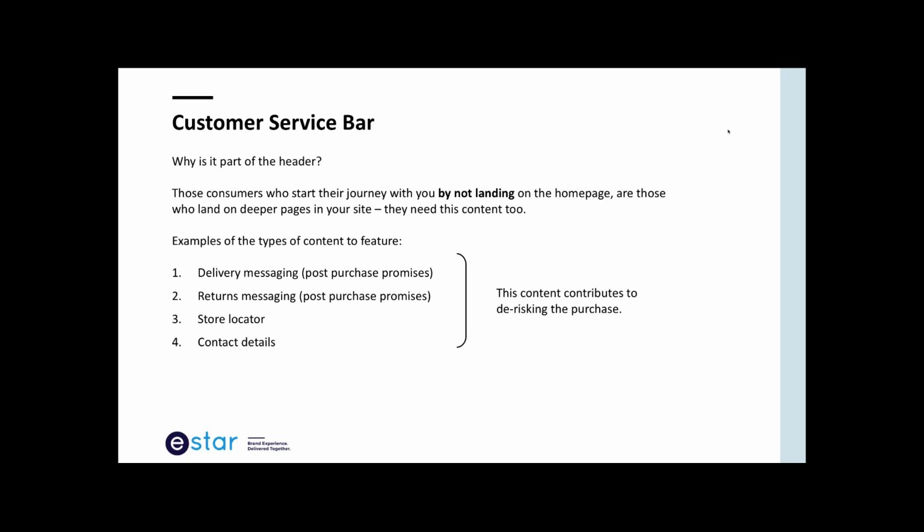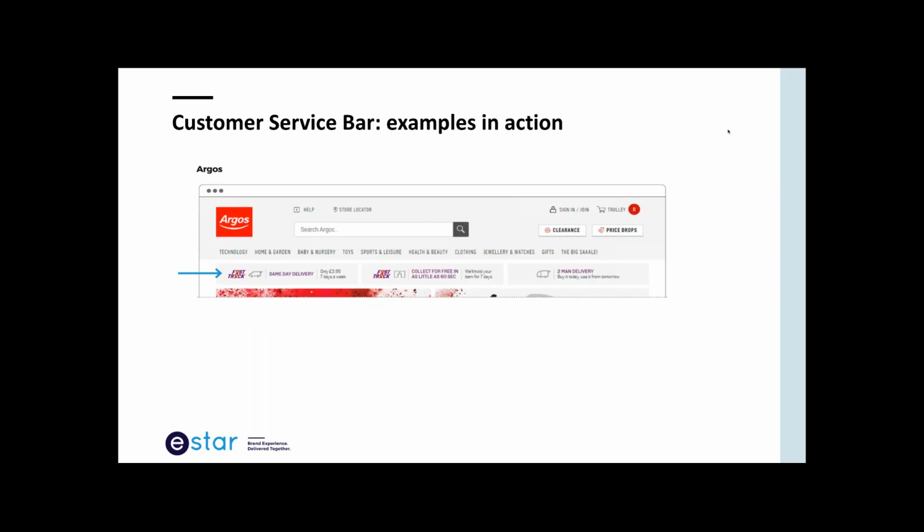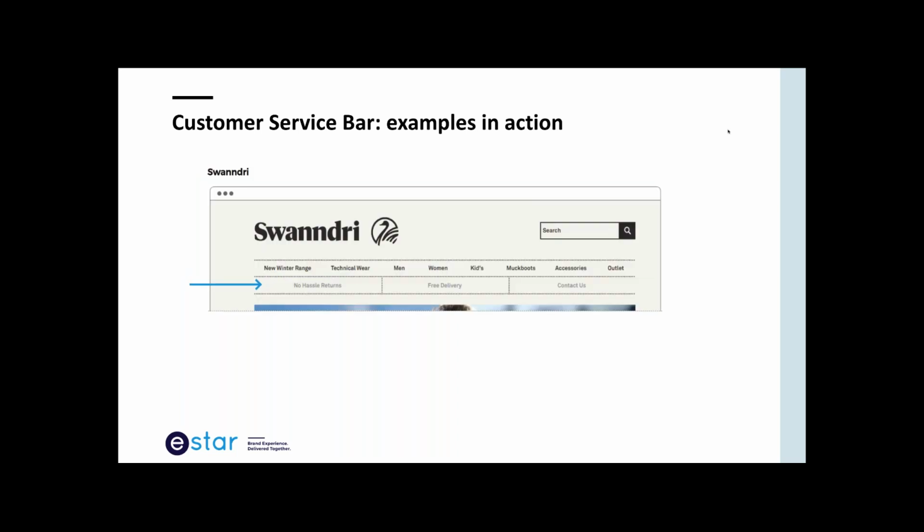Examples in action. Argos in the UK, great example. You can see that delivery is a real pain point for them, so they're making that pretty clear here. More locally, Swan Dry, a very successful retailer in New Zealand and parts of Australia. But look, I think this example is a really good example in that you don't need to make the customer service bar pop. It doesn't need to be blinking, dazzling, or anything. This is a great example of content. It's there, it's not visually strong, but because we know through our rules of engagement that we have these scanning patterns set out, we know the consumer's seeing it. They may not engage with it initially, but they know it's there and they'll get it when they need it.